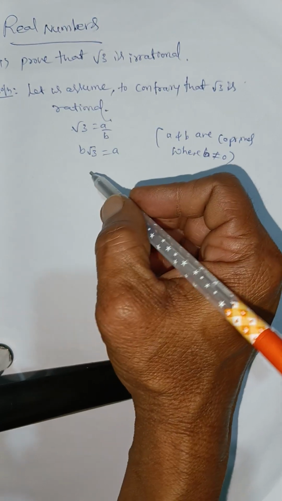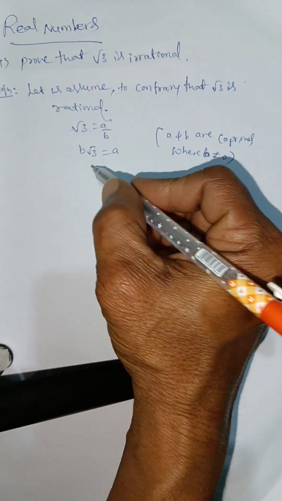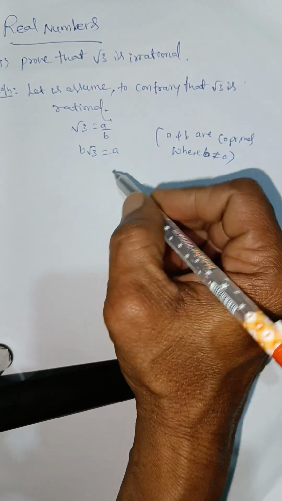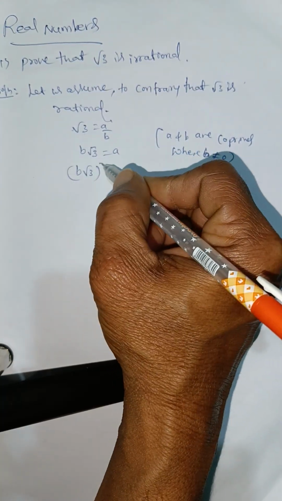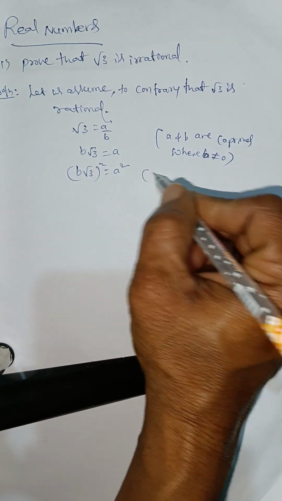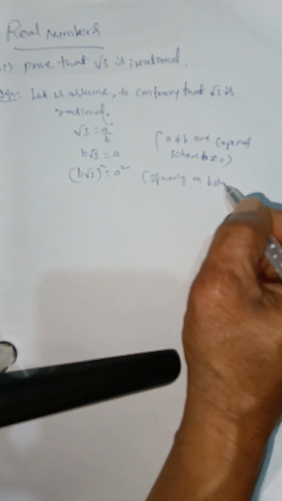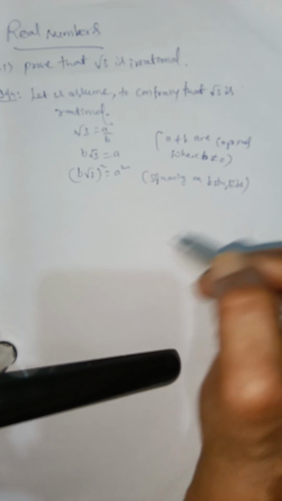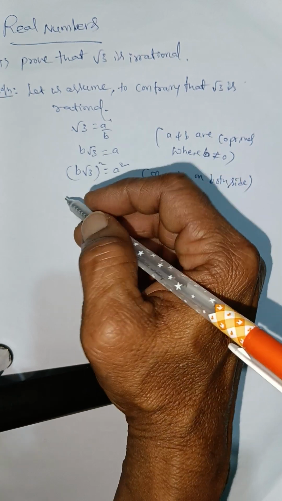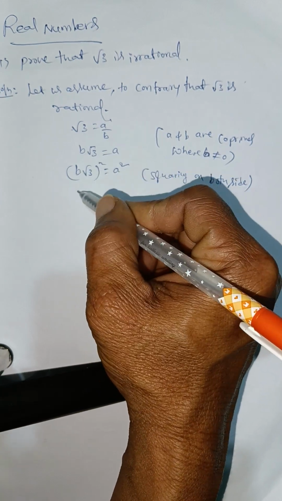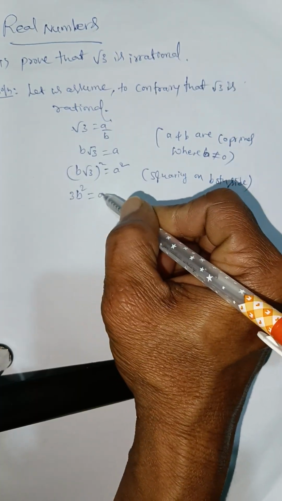Squaring on both sides, we get b of root 3 whole square is equal to a square. Now rearranging, we get b square times 3, that is 3b square is equal to a square.